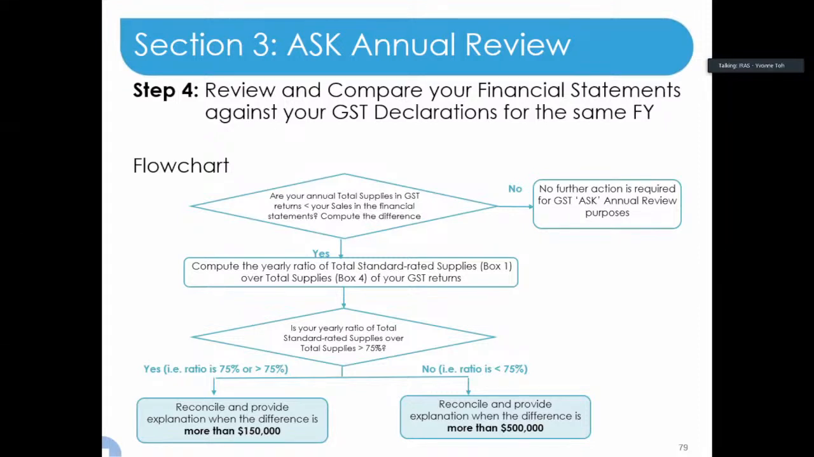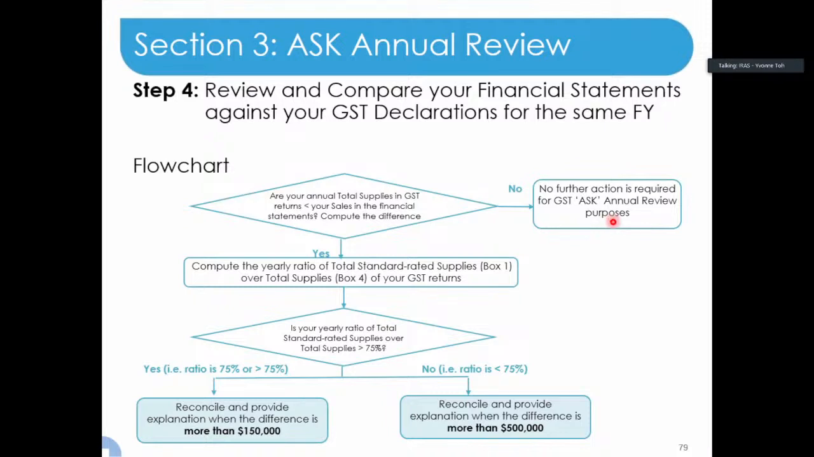So following the flow chart, what you see in your screen, to determine when you need to reconcile and explain for the difference noted between your sales and annual total supplies. In total, there are 3 checks that you will have to perform. Firstly, as indicated in the flow chart, you should compare your total supplies, that is the box for the 12-month period against your sales for the financial year. If the total supplies are more than your sales figure, no further action is needed.